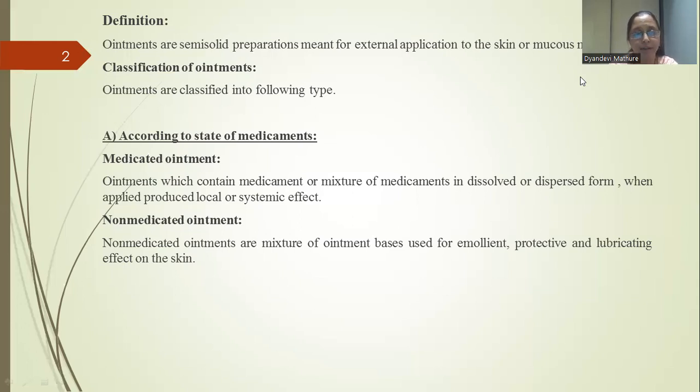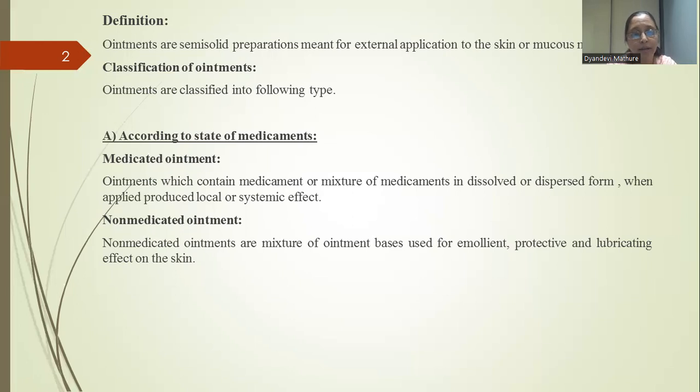The name itself indicates it: medicated ointment means the ointment which contains a medicament or mixture of medicaments in dissolved or dispersed form. When applied, it results in the production of a local or systemic effect. Now, why will it produce the systemic or local effect? Because it contains your drug, or the medicament. That's why that ointment is called medicated ointment.